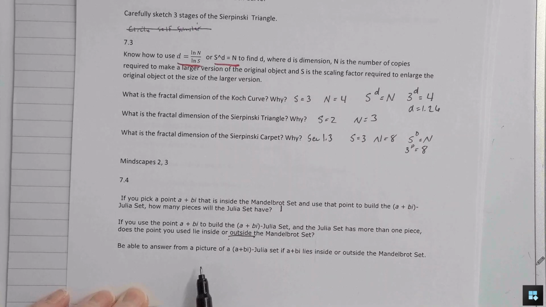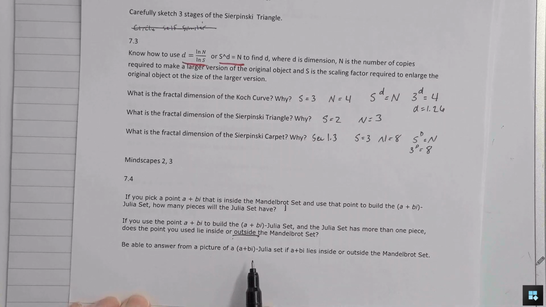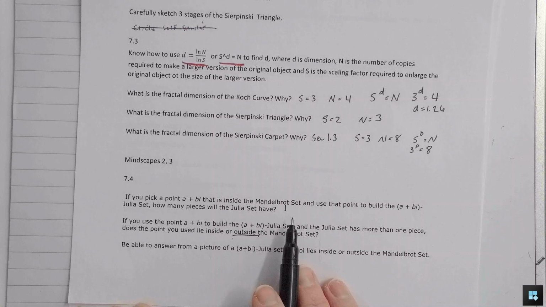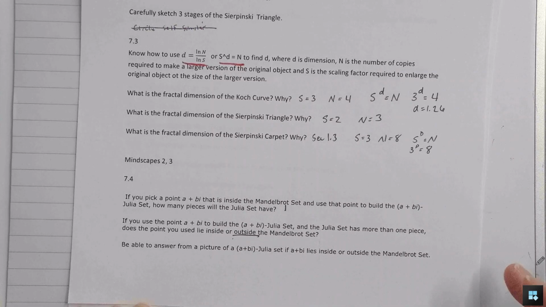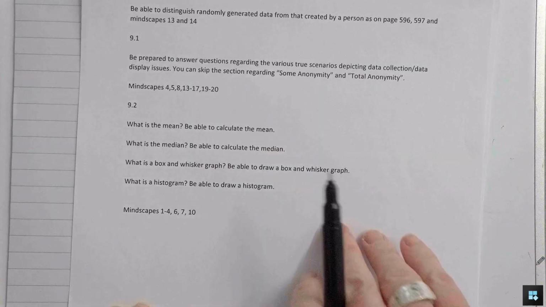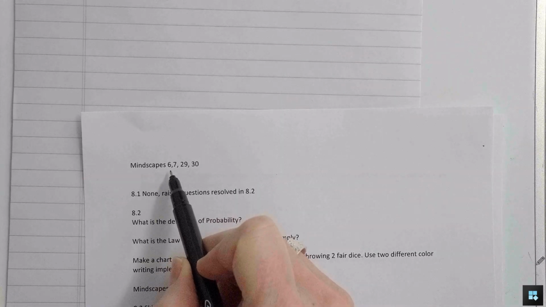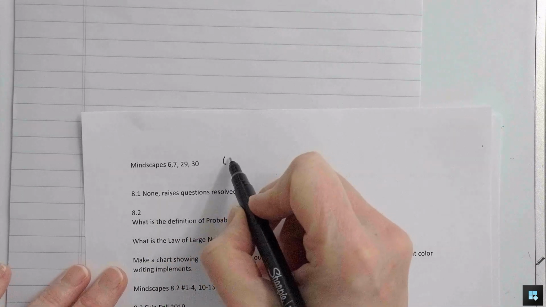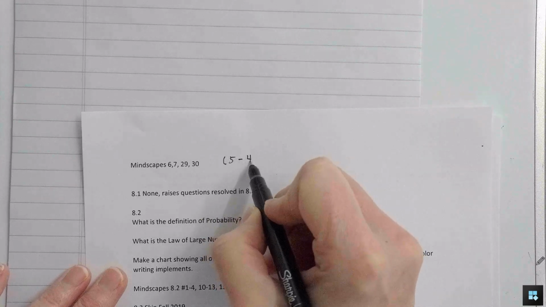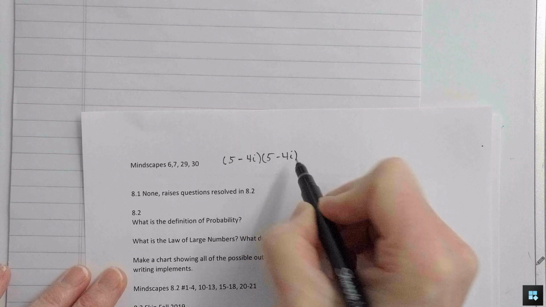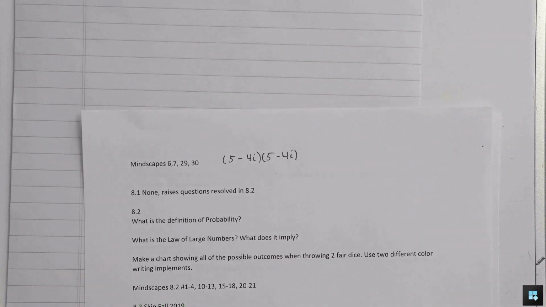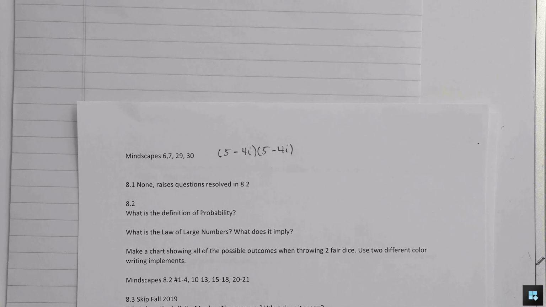And so you'll be given a picture of a Julia set for a particular a plus bi number, and then I'll ask you if the a plus bi lies inside or outside the Mandelbrot set. You'll be able to tell that because the Julia set will either be 1 piece or more than 1 piece. Also, there's some complex number math that you'll find in Mindscape 6 and 7. So the level of difficulty you can expect is about this level, to multiply out 2 complex numbers. So here we'll go ahead and practice. Can you at your desk multiply out 5 minus 4i times 5 minus 4i?